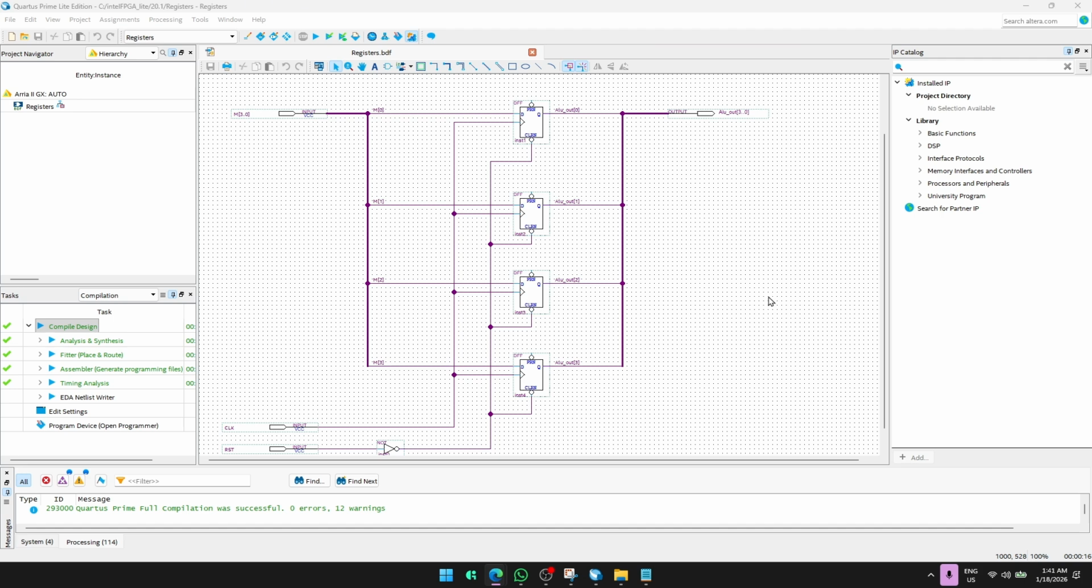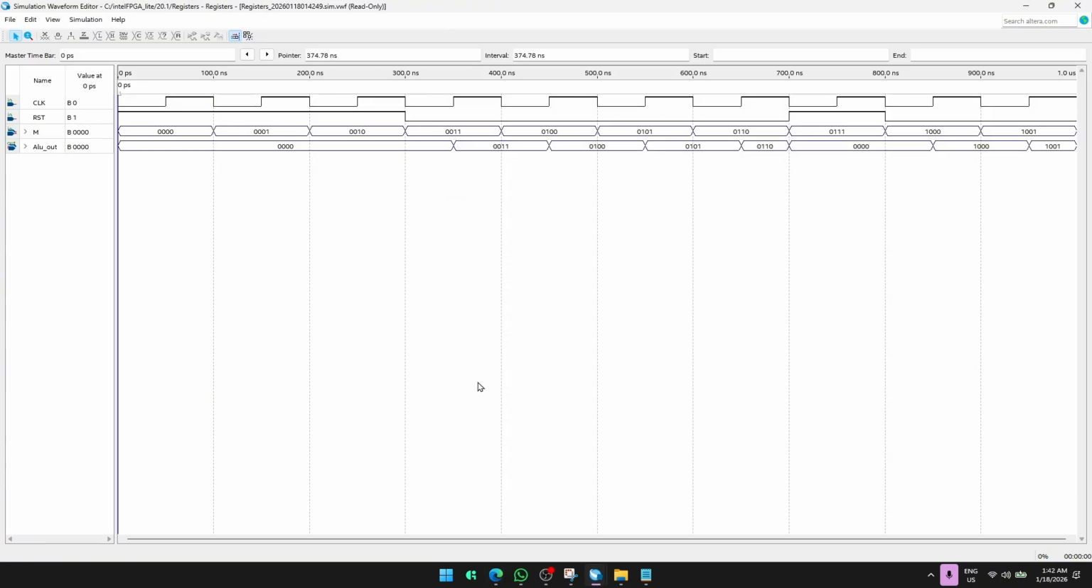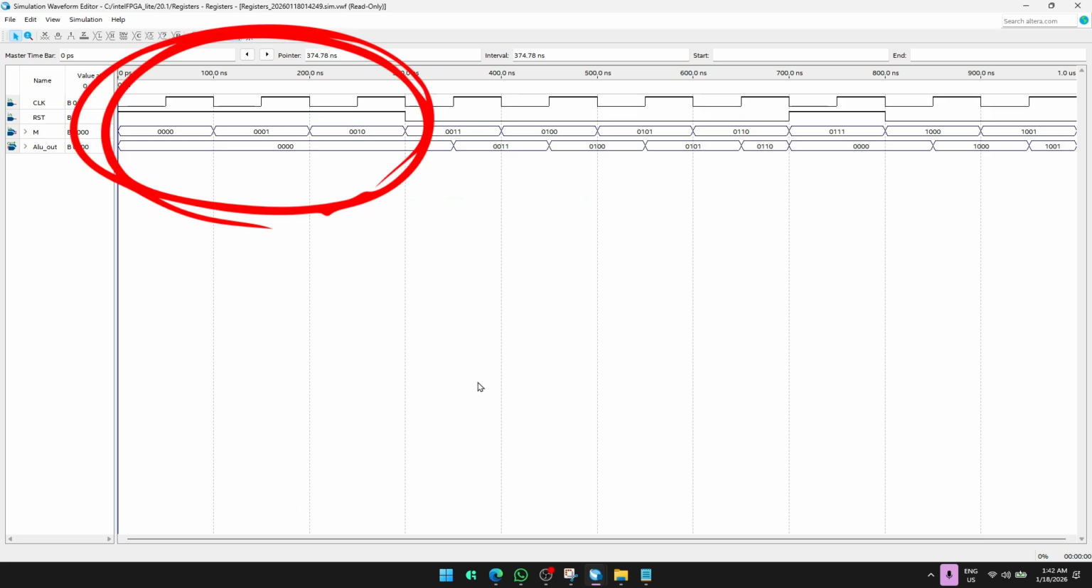Now, I'm demonstrating a 4-bit register design using D flip-flops. This circuit is the fundamental building block for data storage, capturing a 4-bit input M and holding it at the output ALU out based on the clock signal. Looking at the waveform, notice that at the beginning, while the RST signal is high, the output ALU out is forced to 0 because we have a NOT gate on the reset line in the schematic.